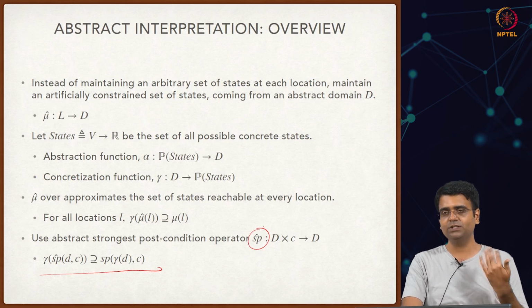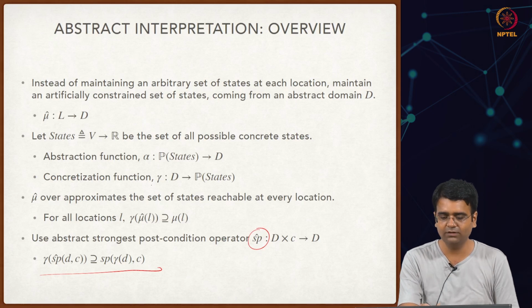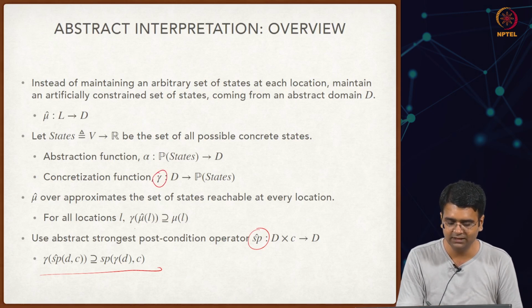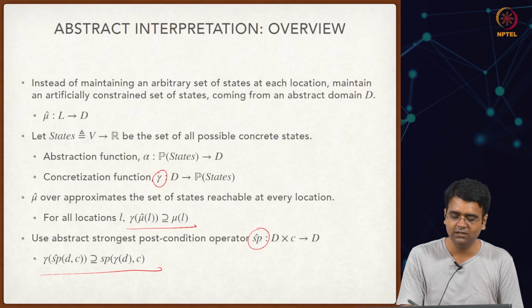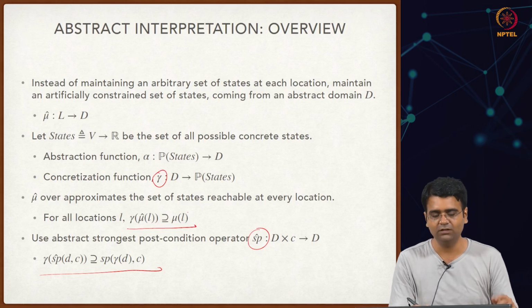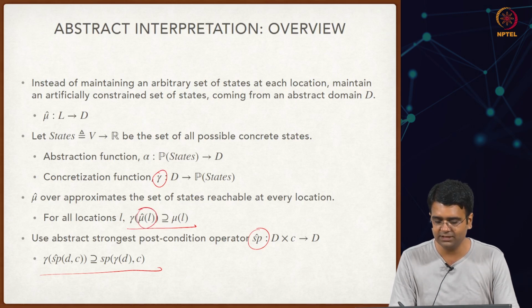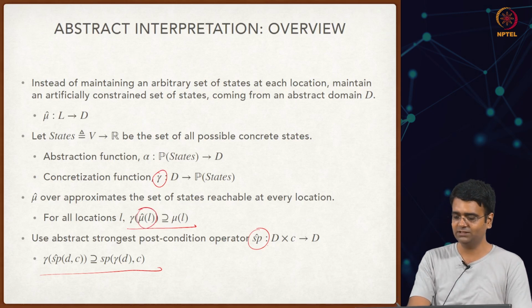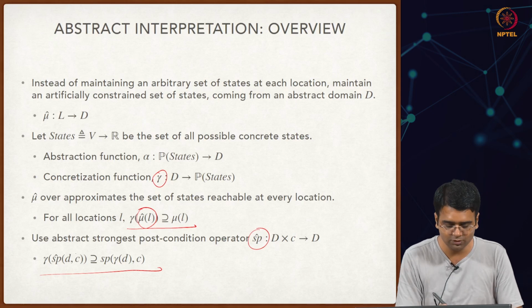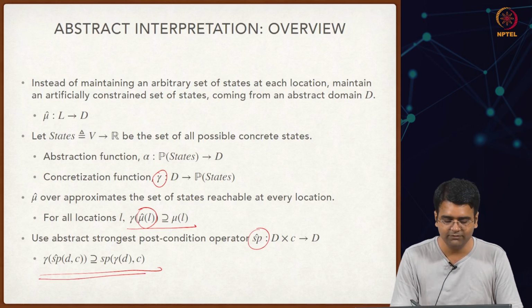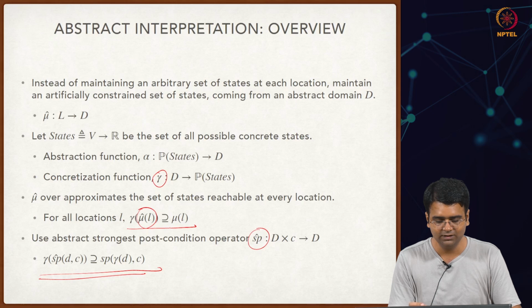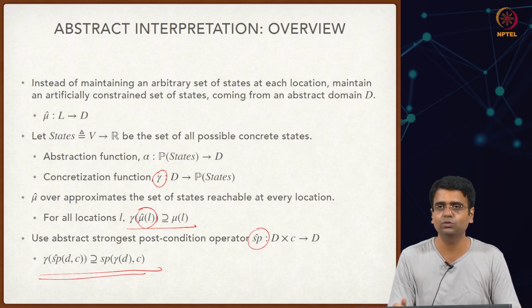But the abstract values must over approximate the concrete values, and we formally define that by using the concretization function gamma. So we say that gamma of mu hat of L must be a superset of mu of L. In order to compute this mu hat of L, we are going to use the abstract strongest postcondition operator, which is SP hat, but this SP hat should also satisfy the fact that it over approximates the effect of the concrete strongest postcondition operator.